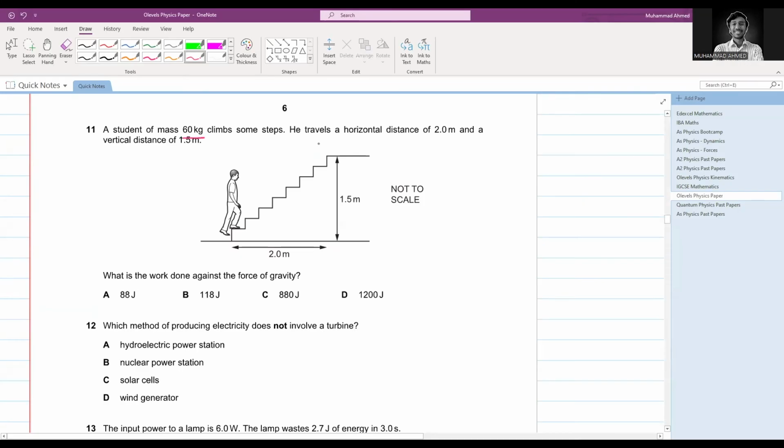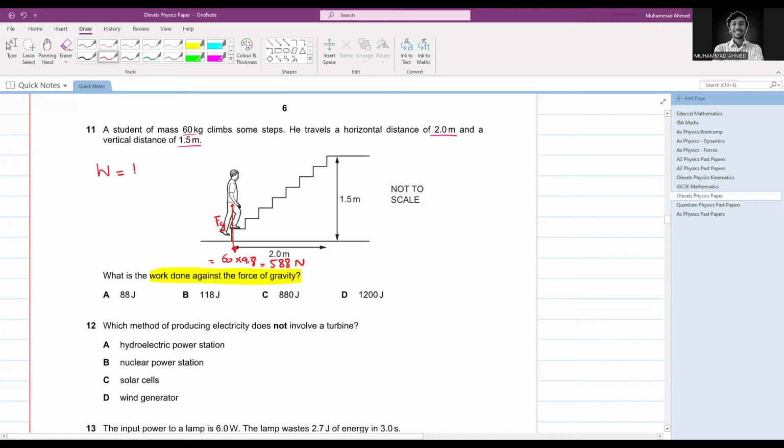A student of mass 60 kg climbs some steps. He travels a horizontal distance of 2 meters and a vertical distance of 1.5 meters. Perfect. So what do you have to calculate? The work done against the force of gravity. Please pay attention to the wording. How are you going to do it? What is the force of gravity? The force of gravity is the weight of this person acting downward. What is the weight? 60 into 9.8. This comes out to be 588 Newton. So the force of gravity is the weight, acting vertically downward.